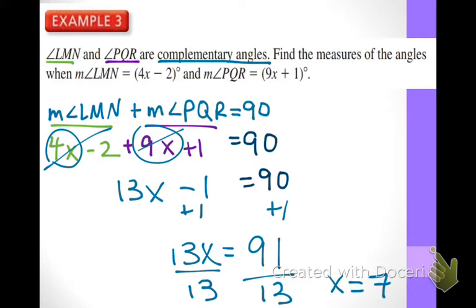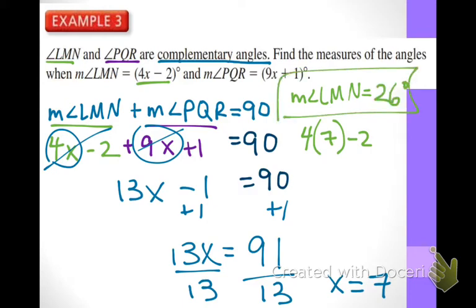Here we want to find the measures of the angles. So we're going to find the measure of angle LMN. We're going to do that by plugging in. So 4 times 7 minus 2. 4 times 7 is 28. Minus 2 is 26.